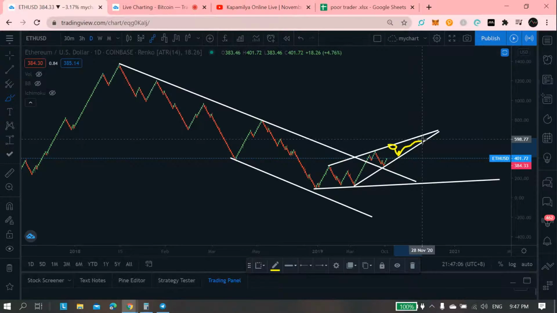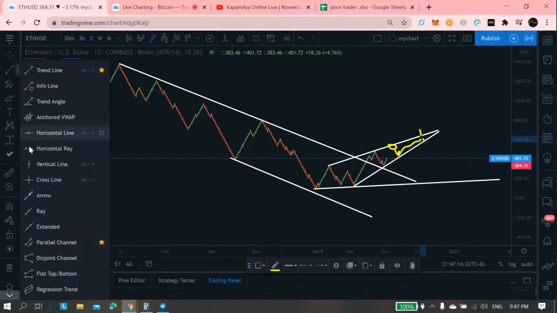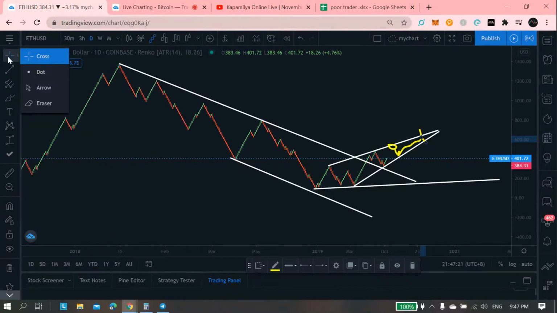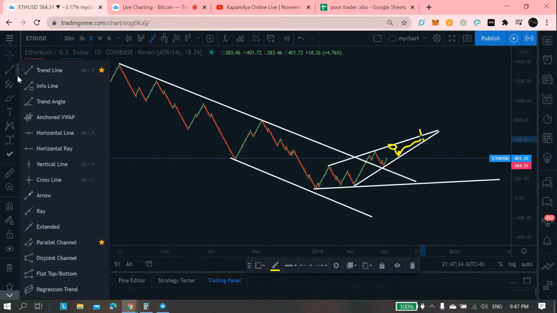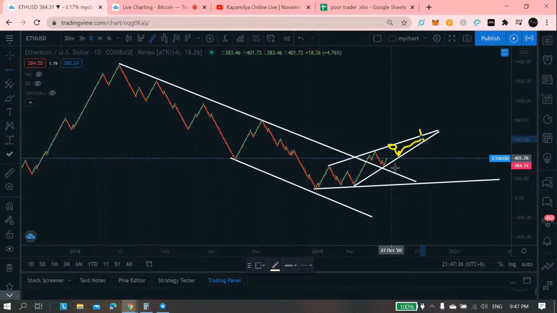And break out there, or a break down near the apex. So let's see. For now, I'm also in a long position for Ethereum. Currently, I'm in a long position, and my target is actually the 500 area. So, let's see.